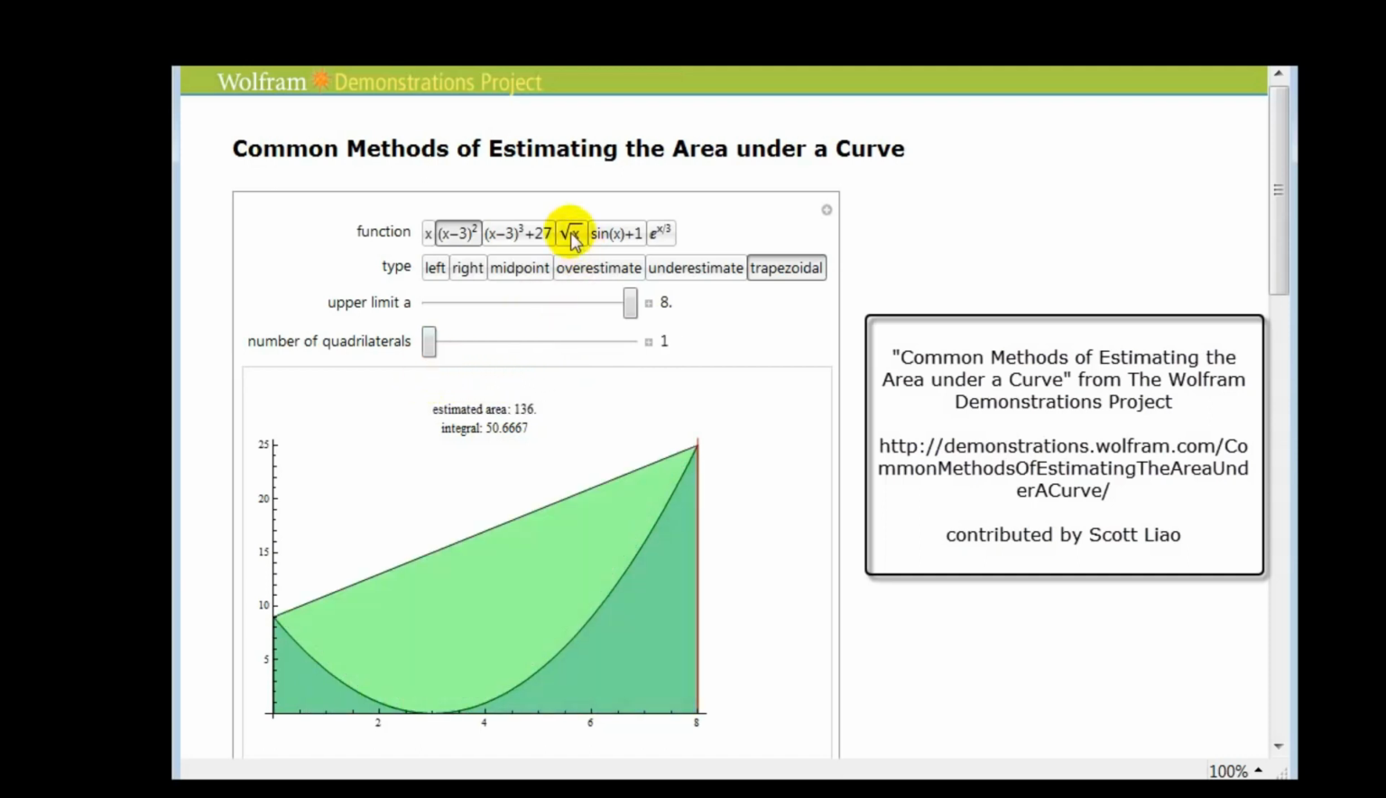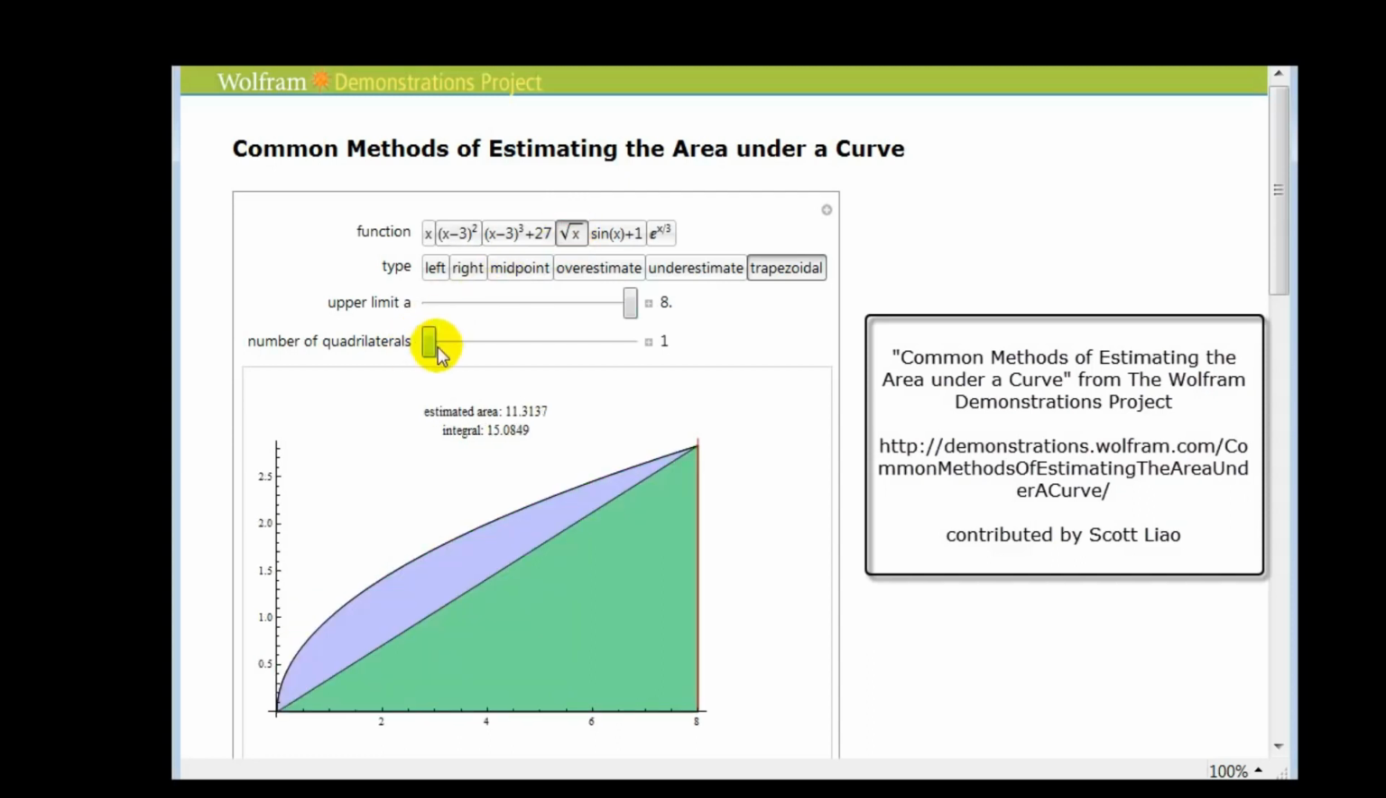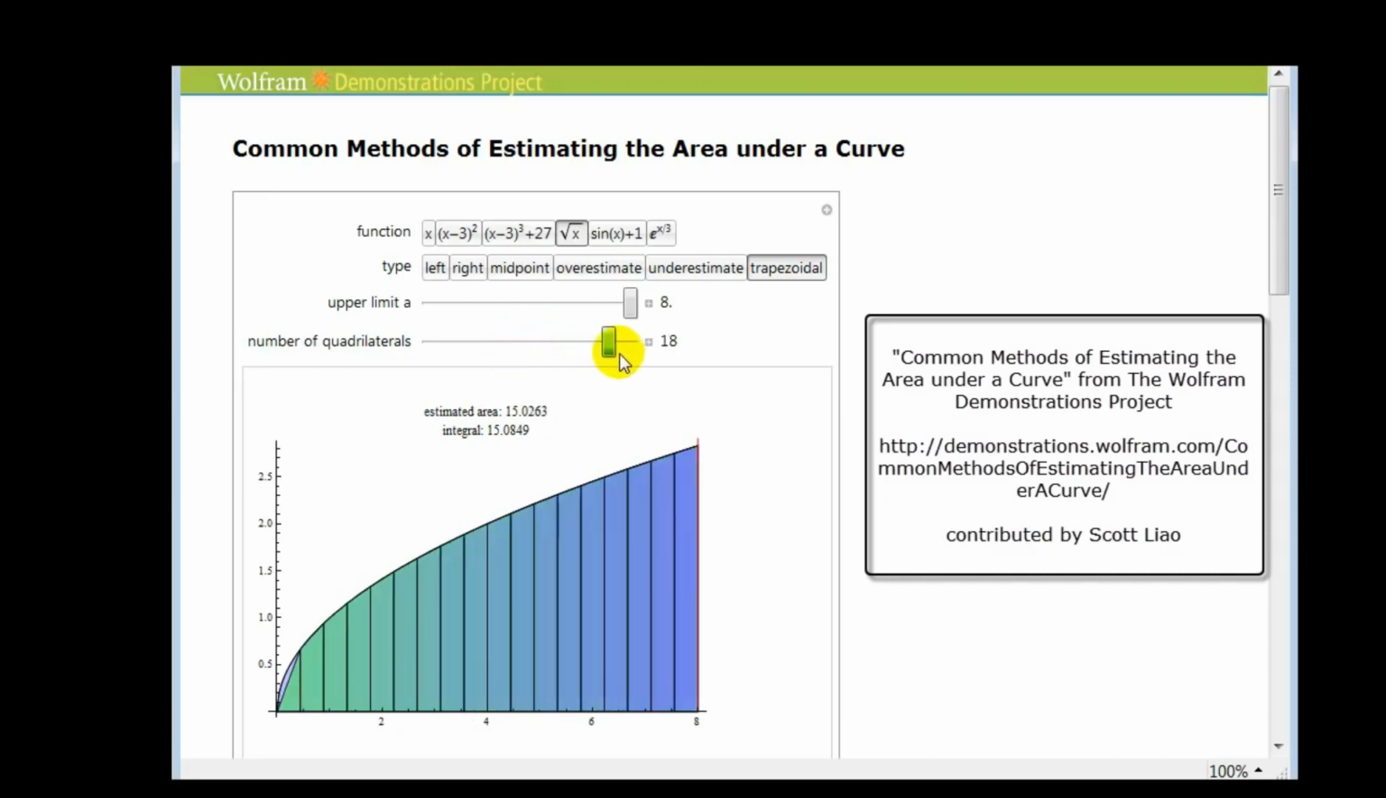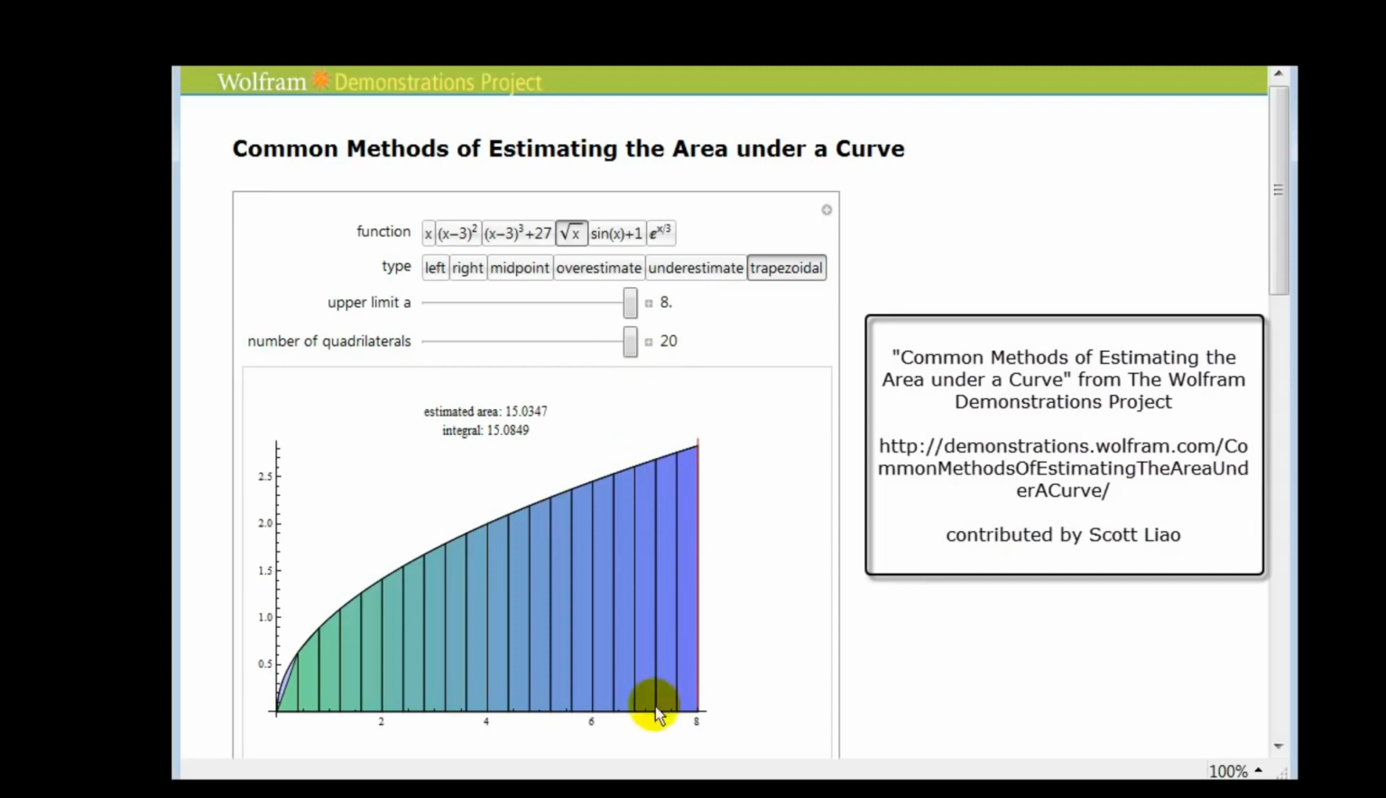Let's go and take a look at another function. Again, watch as the number of trapezoids increases. You can see it quickly approaches the value of that definite integral on the given interval. Okay, let's go back to our presentation.